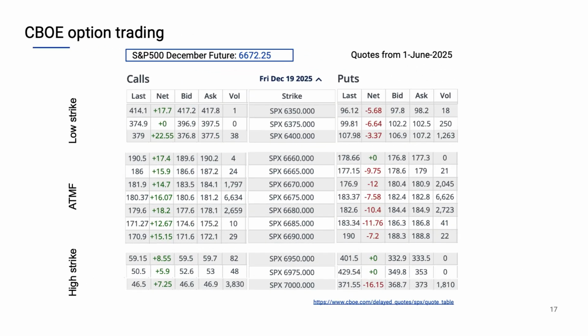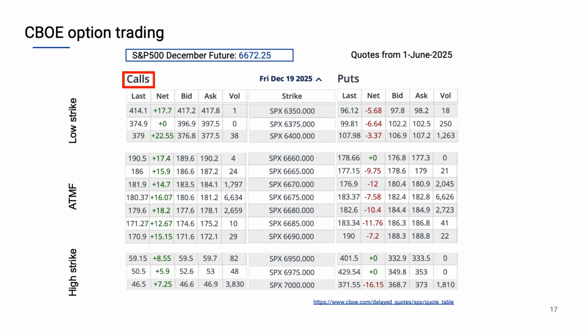We want to trade options on the S&P 500 index. Today is June 1st. Since we are interested in the December options, we first look at the December S&P 500 futures contract. The ticker is ESZ5. The December future is currently trading at 6,672.25. We then look at the December option monitor from the Chicago Board of Options Exchange.